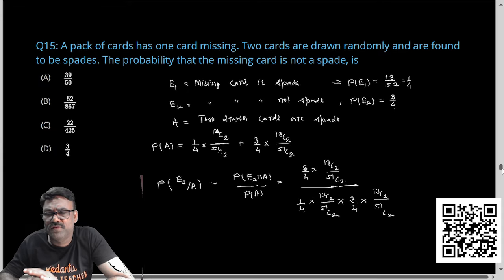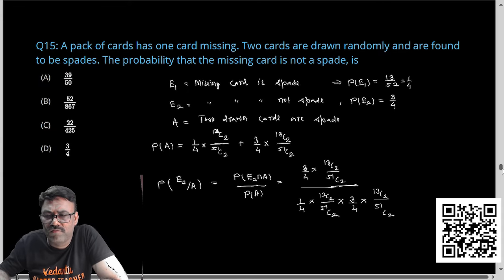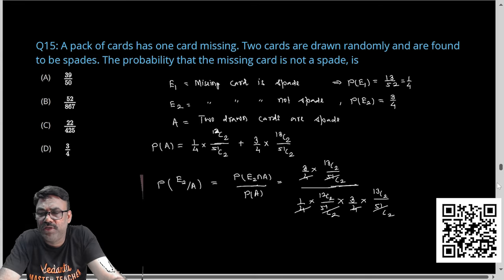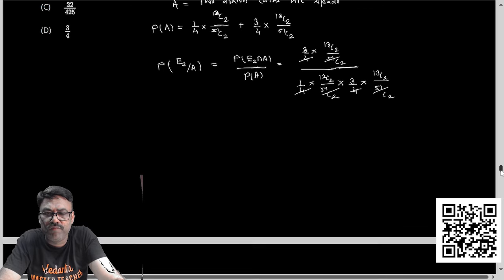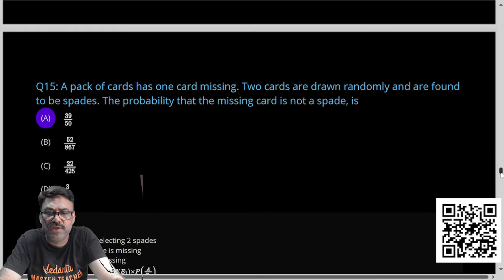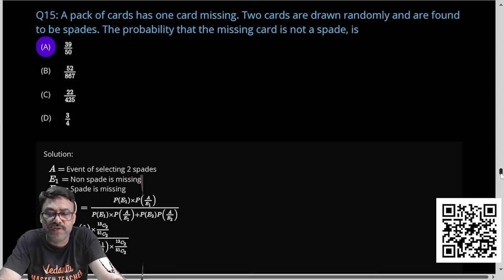And after that it is just solving. You can see that 4 into 51 C2 can be cancelled from numerator and denominator, and simplifying the remaining ones, you will get your answer. Ultimately it comes out to be 39 by 50. 39 by 50 is the correct answer.